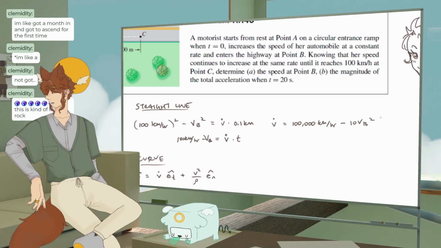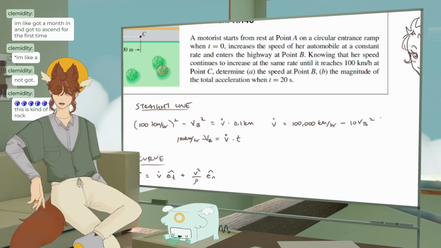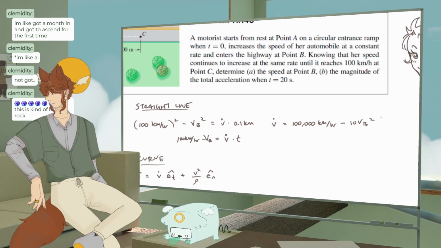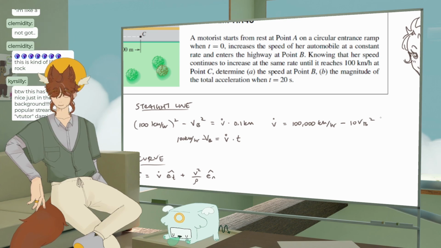Oh wait, if I take the derivative of this, I can get acceleration in terms of VB dot, or VB. Is that useful? I don't know if that's useful. I feel like it's not useful. Wait, perchance? No, I feel like it's not that useful. I think she said at one point, you have to... This is hurting my brain.